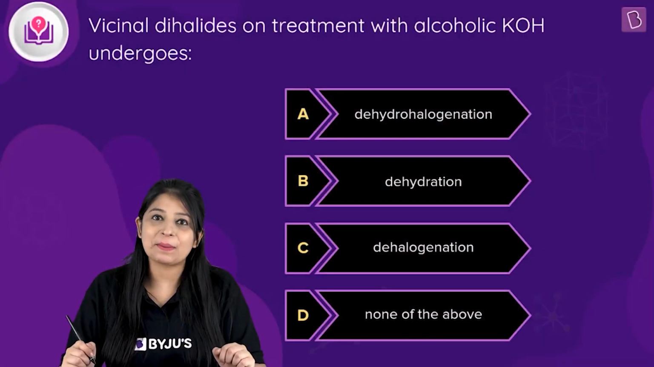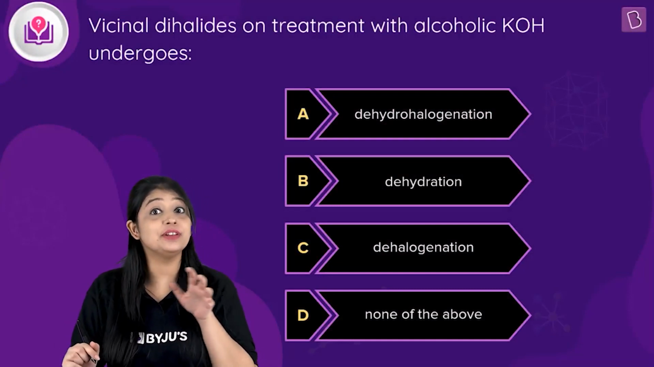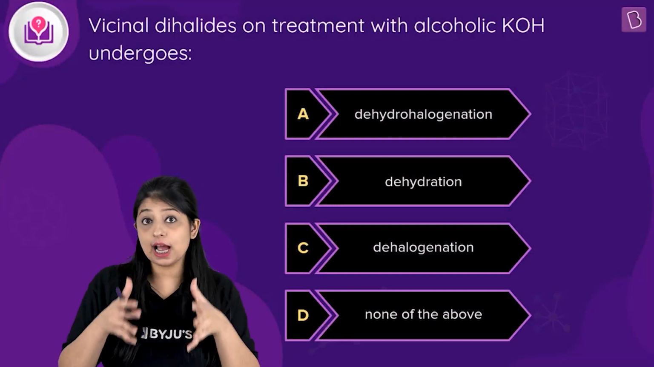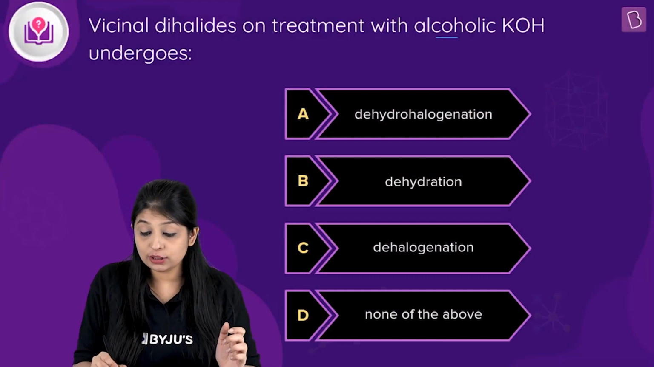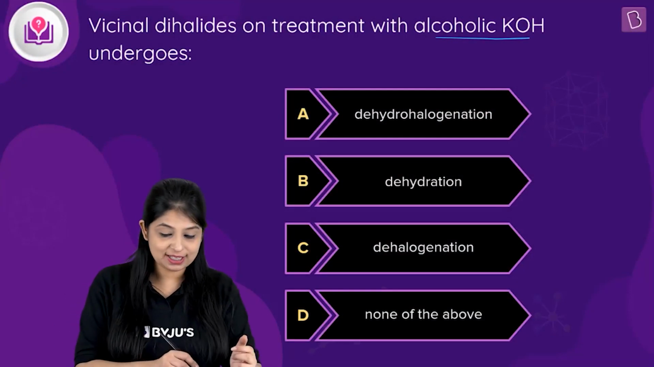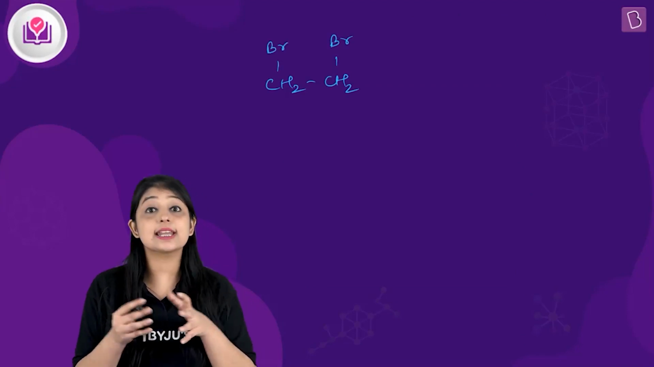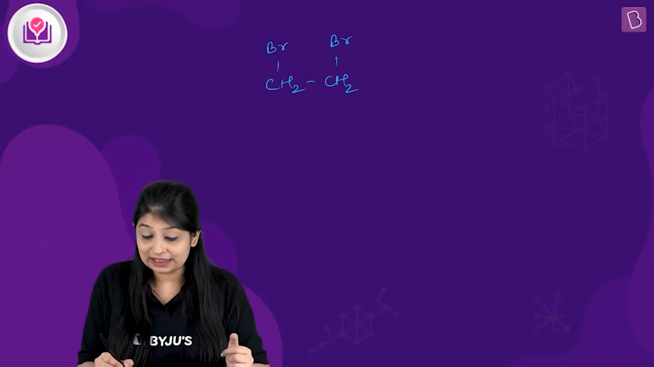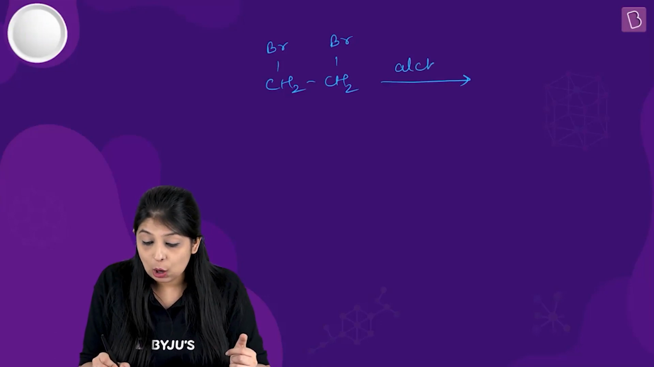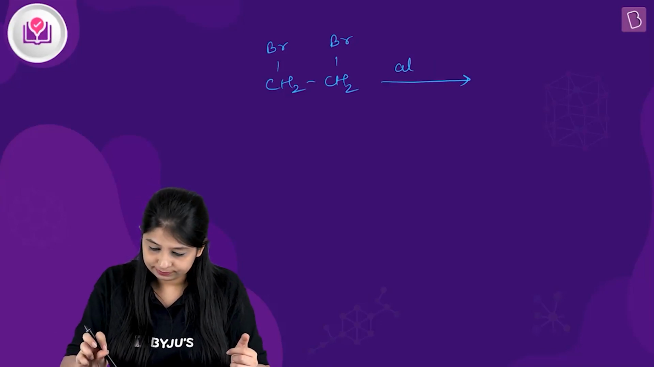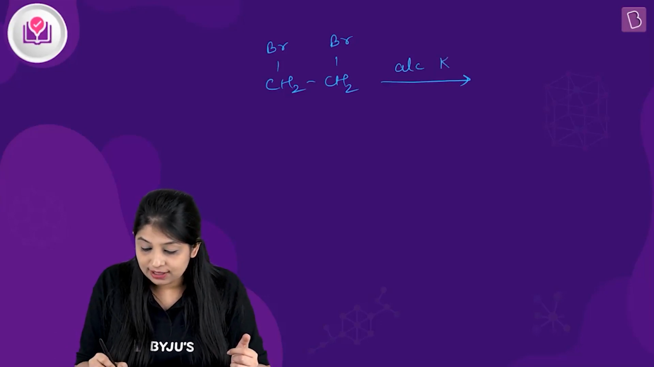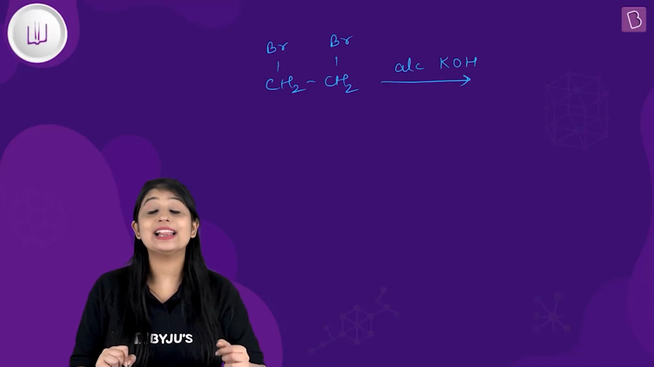Let's have a look at this question. So here we are asked that if we treat vicinal dihalides with alcoholic KOH, what type of reaction is it, right? So let's have a look at one such reaction, right? So we have CH2, and we have Br over here and Br over here. So this is an example of vicinal dihalide, and we are adding alcoholic KOH. So what happens if we have alcoholic KOH?